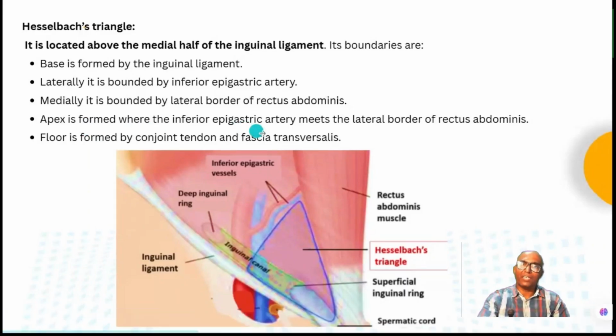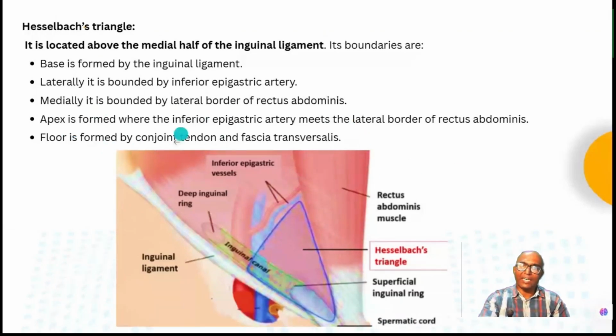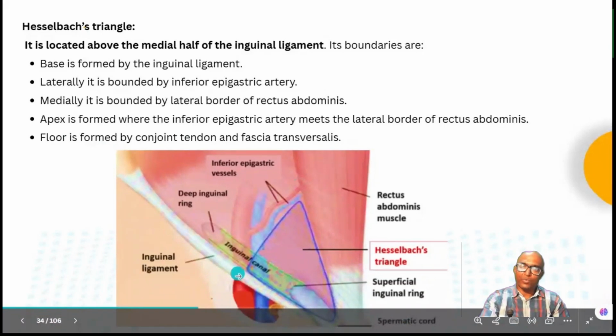The apex is formed where the inferior epigastric artery meets the lateral border of the rectus abdominis muscle, and the floor is formed by the conjoint tendon and the fascia transversalis. This is the Hesselbach triangle through which the direct inguinal hernia will go.